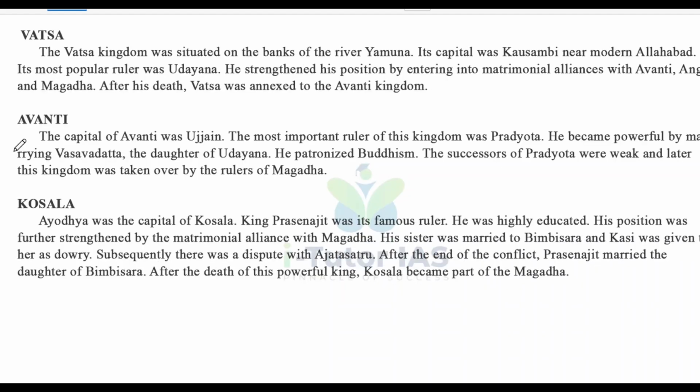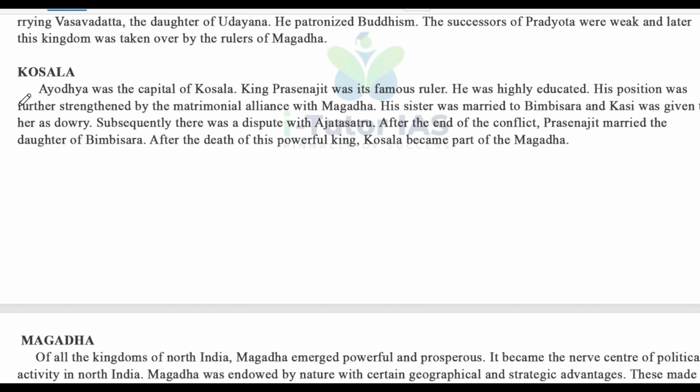Next is Avanti. The capital of Avanti was Ujjain. The most important ruler of this kingdom was Pradyota. He became powerful by marrying Vasavadatta, the daughter of Udayana. He patronized Buddhism. The successors of Pradyota were weak, and later this kingdom was taken over by the rulers of Magadha.